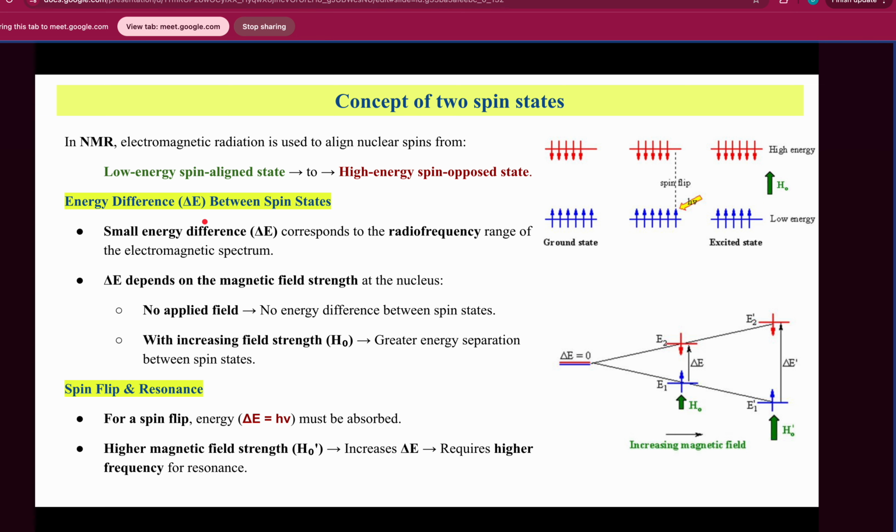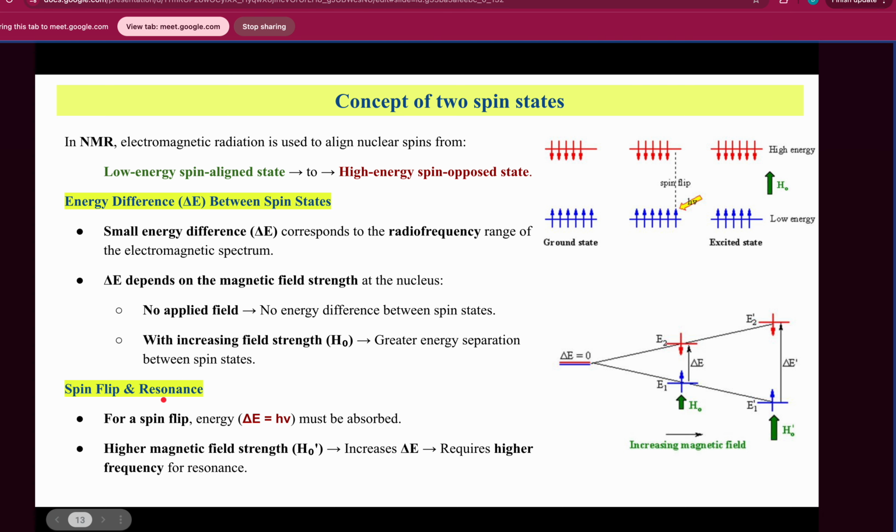So the energy difference will be there between these two states. A small energy difference corresponds to the radio frequency range of the electromagnetic spectrum, and delta E depends on magnetic field strength. Delta E means the difference of energy between these two states. With increasing magnetic field strength, the delta E value also increases, which means it is harder to change the orientation of the spin of this particular molecule.